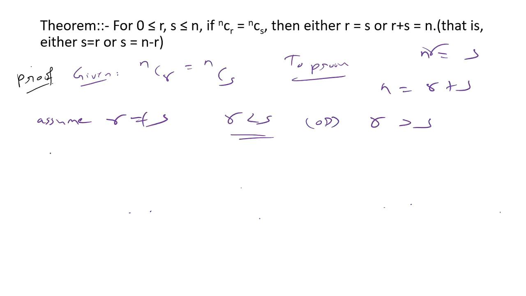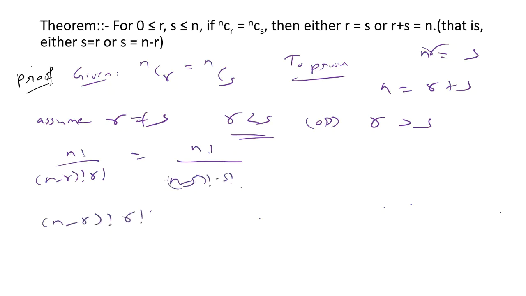Now n factorial upon n minus r factorial times r factorial is the same as n factorial upon n minus s factorial times s factorial. So n factorials you can cancel out. So you will have n minus r factorial times r factorial is the same as n minus s factorial times s factorial. We are assuming that r is less than s. This implies minus r is greater than minus s, or n minus r is greater than n minus s.